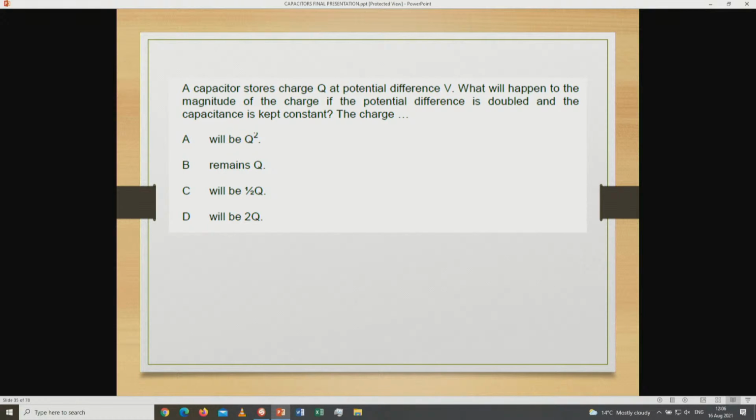The second question that we look into is capacitors. A capacitor stores charge Q at a potential difference of V. What will happen to the magnitude of the charge if the potential difference is doubled and the capacitance is kept constant? The charge will be Q squared, remains Q, will be half Q, will be 2Q. We are not going to guess the answer. Let us check this.